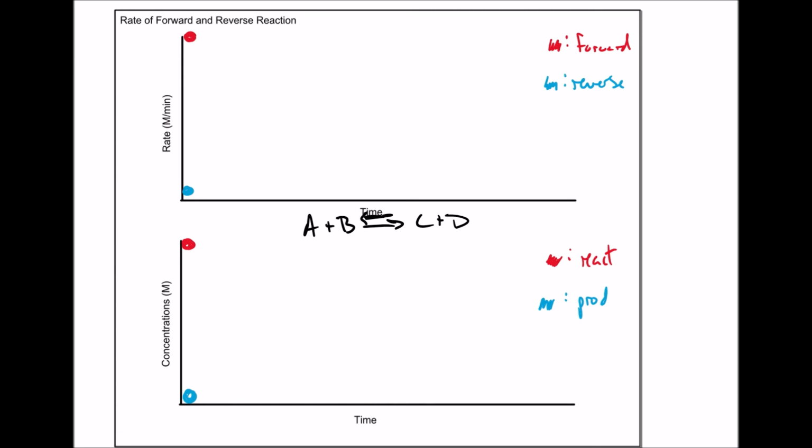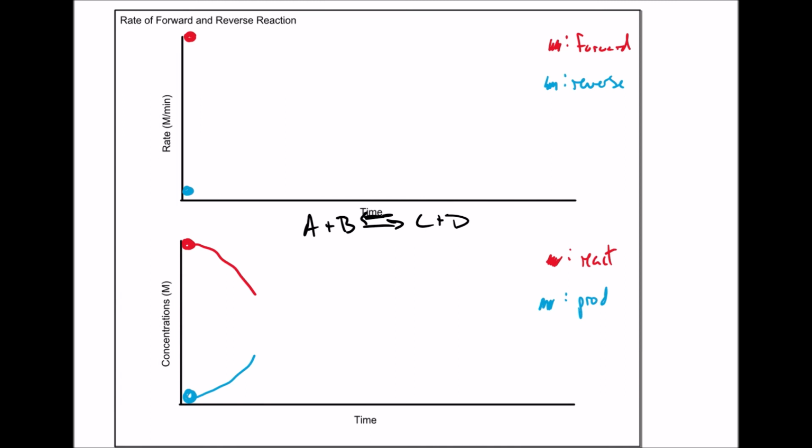Now, let's consider what happens over the first few moments here. Because the forward rate of reaction is very fast, A and B are becoming C and D faster than C and D are becoming A and B. What that's going to do is decrease the concentrations of A and B. As the concentration of A and B decrease, well, they're becoming C and D. That's going to increase the concentration of C and D.